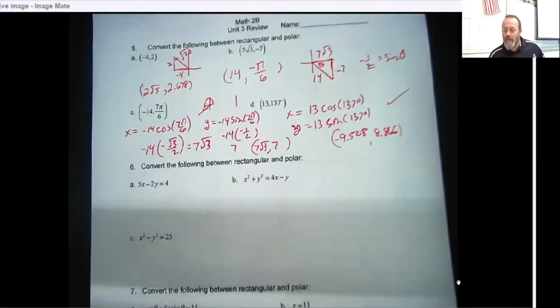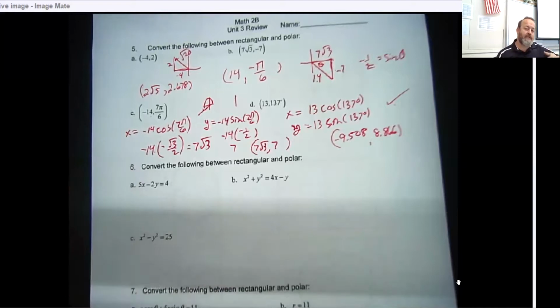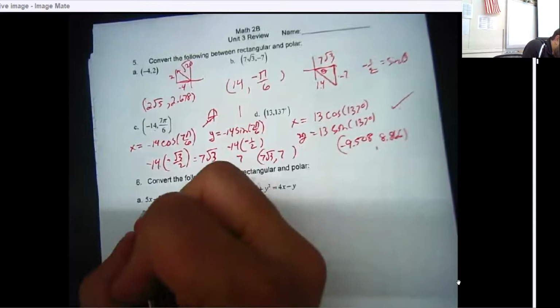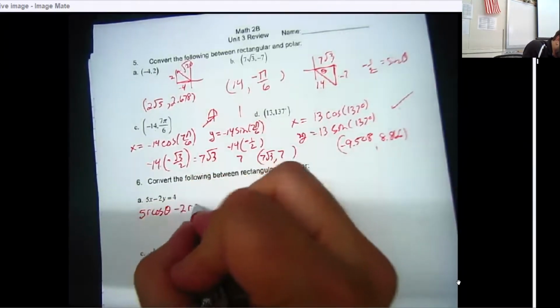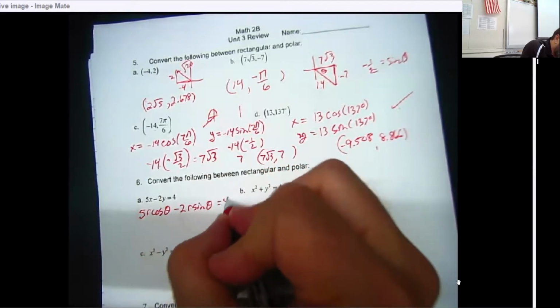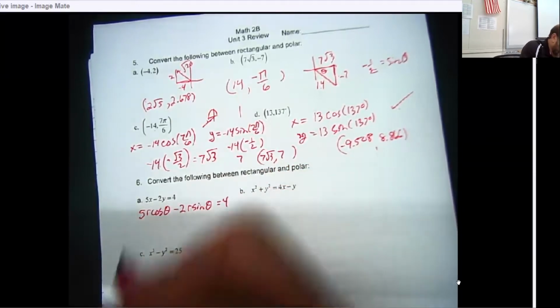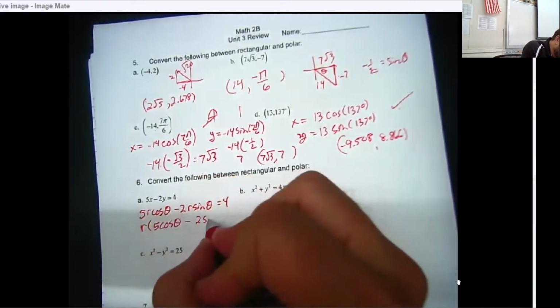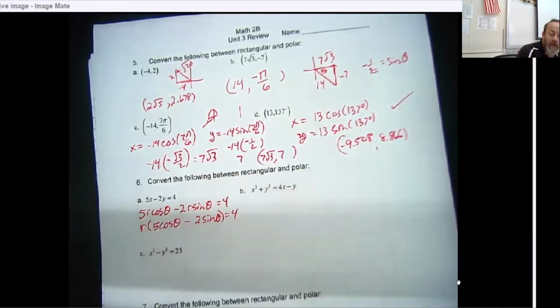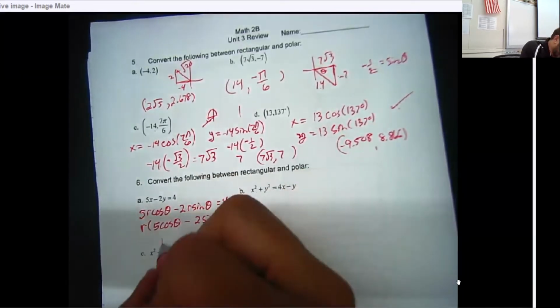Now, when you go into number 6, instead of converting coordinates back and forth, it's full-blown equations. So I'm going to choose to do number 6 in this video and 7 in a different video, even though they overlap. But what I know is that x is r cosine theta. I know that y is r sine theta. So all I have to do to get r by itself is factor out that r. And so if I wanted to get r by itself, just divide. I'm done.